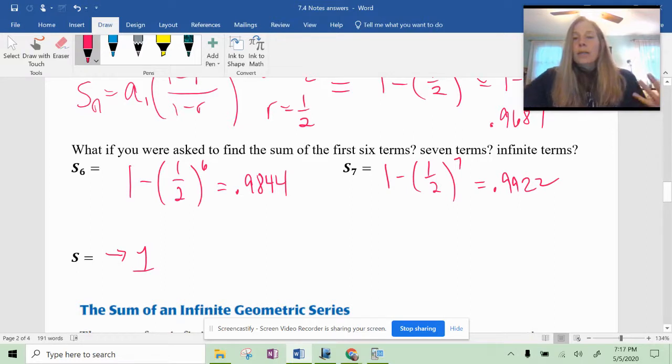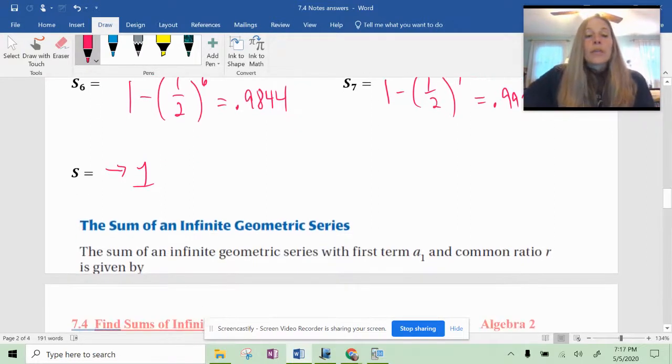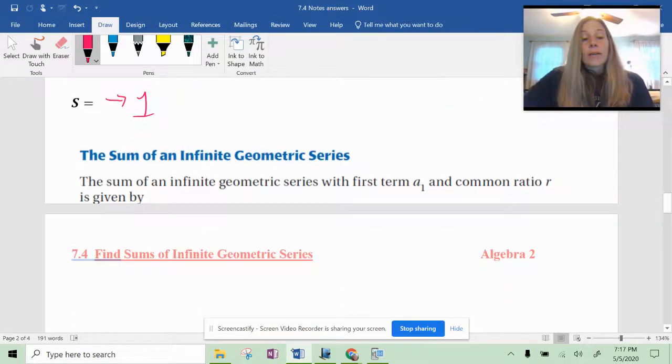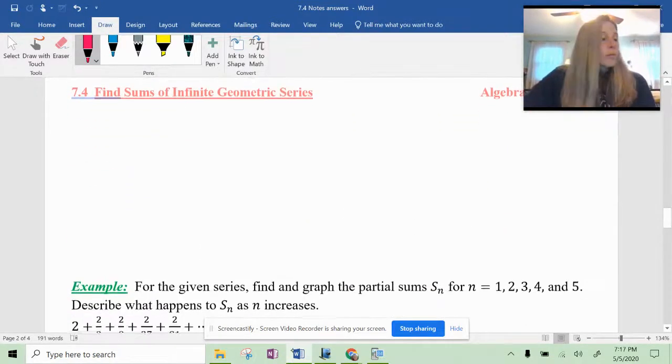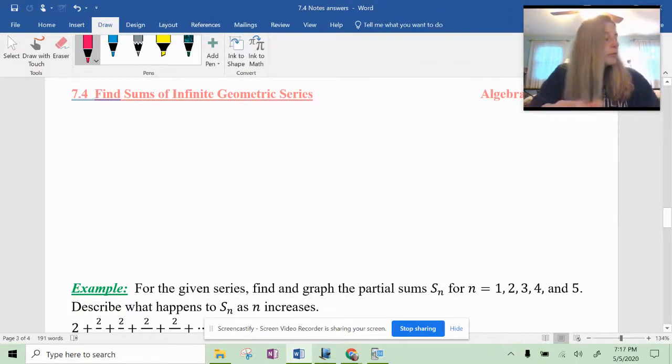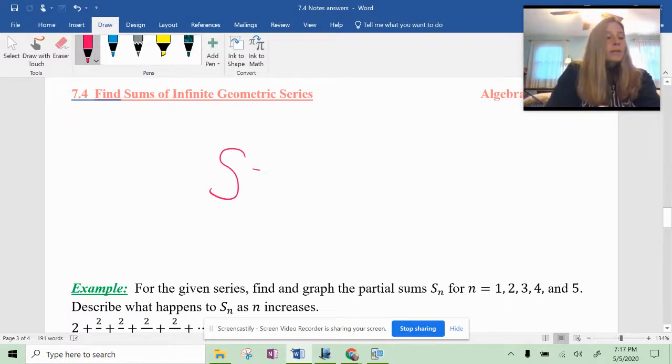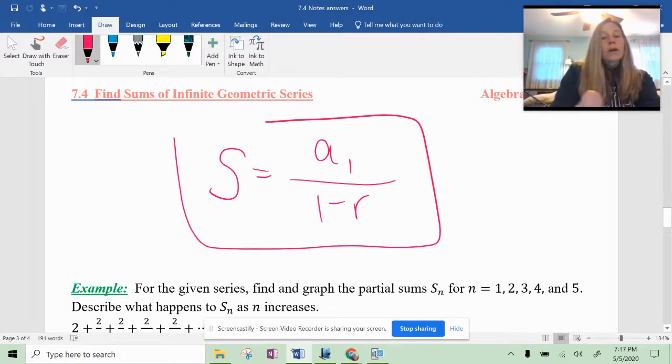So basically, that's kind of the explanation as to how this would work, right? The sum of an infinite geometric series, with the first term as a sub 1 and the common ratio of r, is given by the following formula. And for some reason, it did not print out here, so let me just write it on there. It is S equals a sub 1 over 1 minus r.